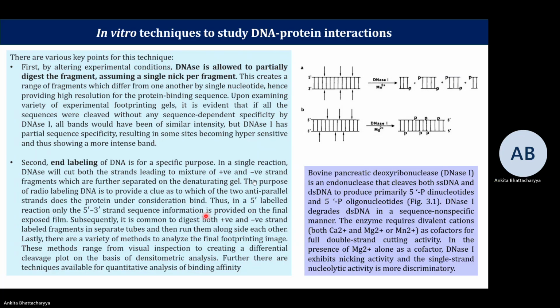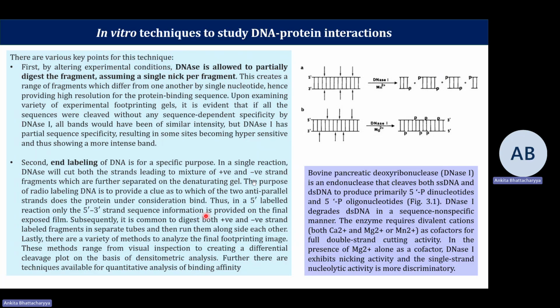Yeah, DNase 1 has partial sequence specificity, which means that there are some sites which are hypersensitive and therefore they show more intense band. Second, you have to end label the DNA, and that also serves a purpose. So, in one single reaction, DNase 1 will cut both the strands, which will give you a mixture, right?